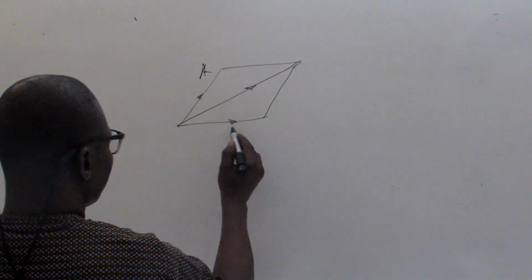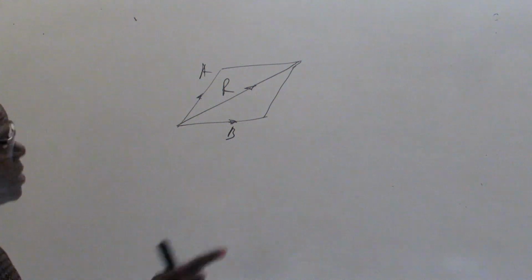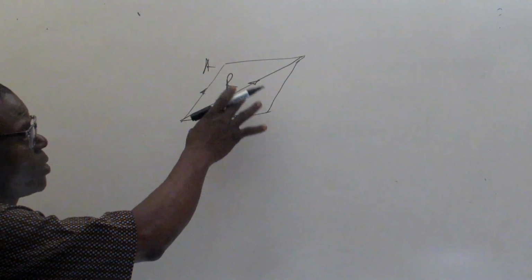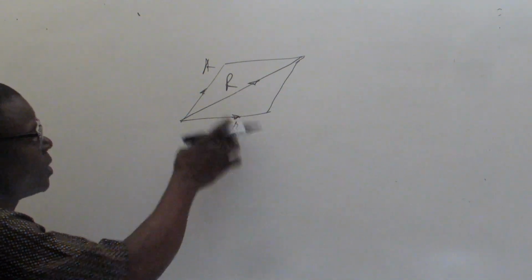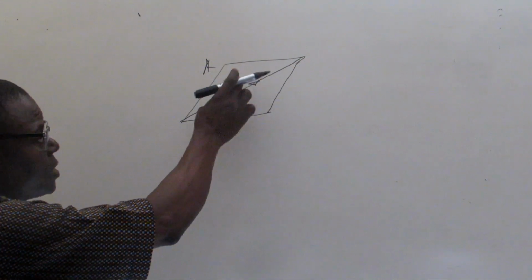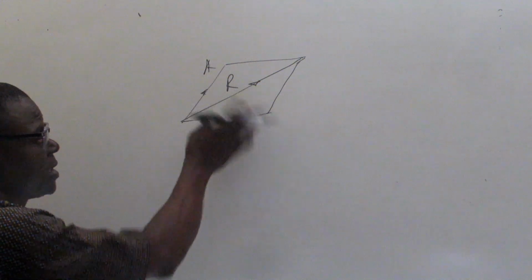You have A and B, and this is R. You are given just R. A and B, you have a resultant given to you. You don't know A nor B. What do? That is where we say resolve it into the horizontal and the vertical component.